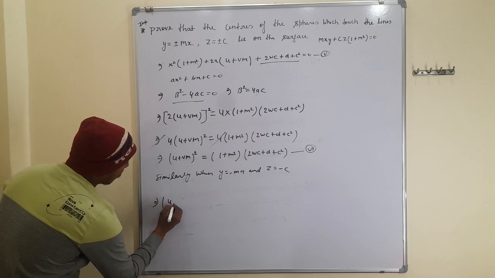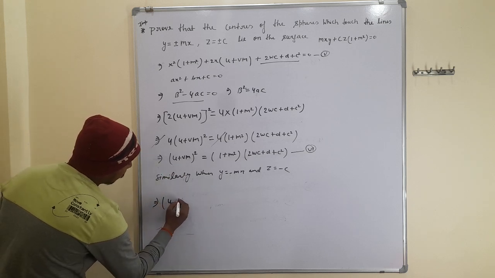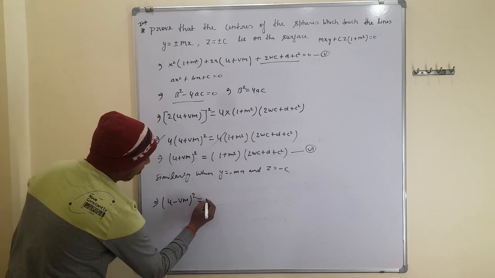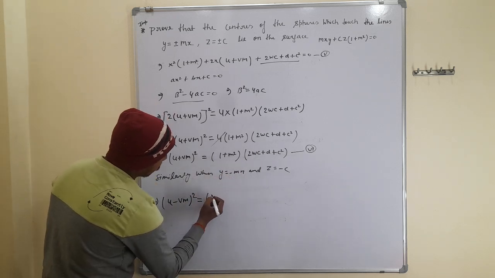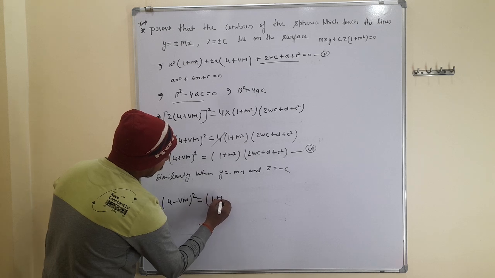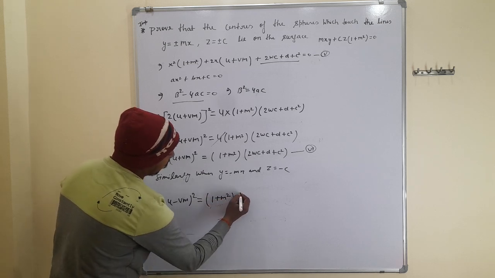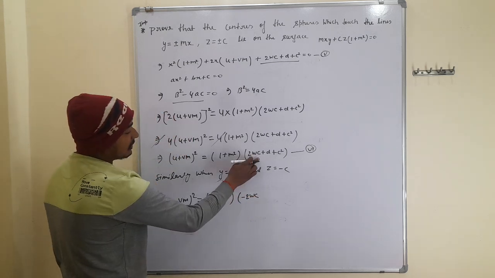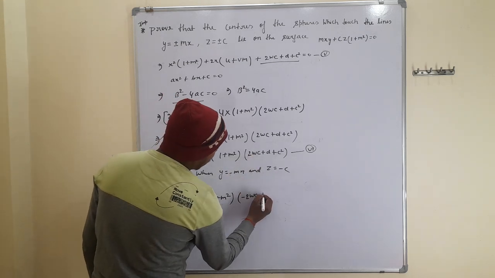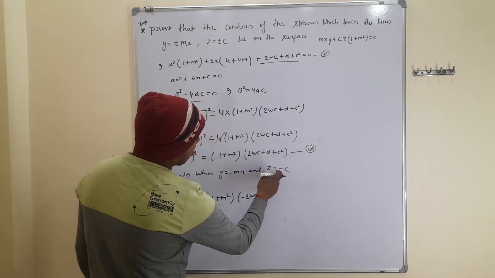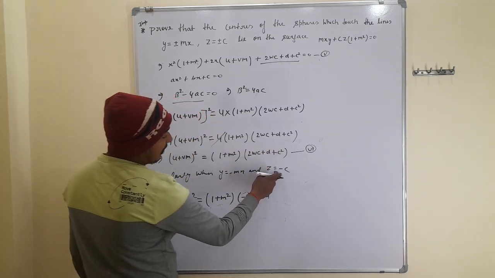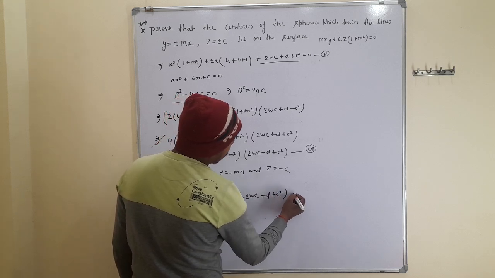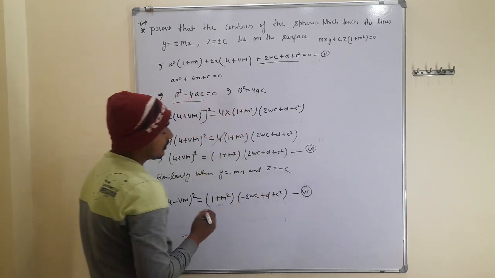Then we can also write (u minus vm) whole square is equal to, from here, (1 plus m square) and minus 2wc, in place of c we put minus c, plus d, and here in place of c we put minus c, that is plus c square. This is equation 6, and this is equation 7.